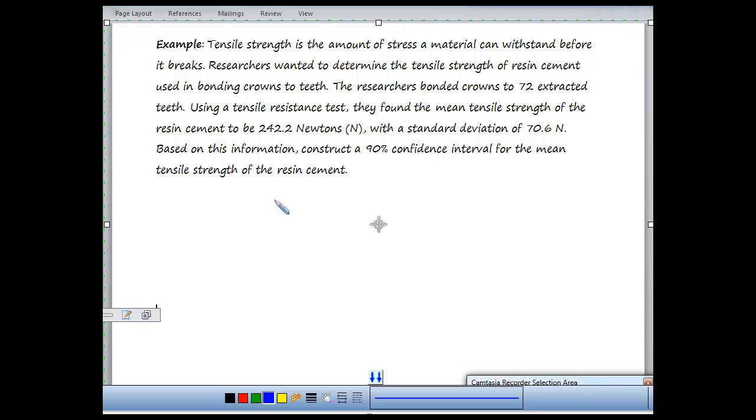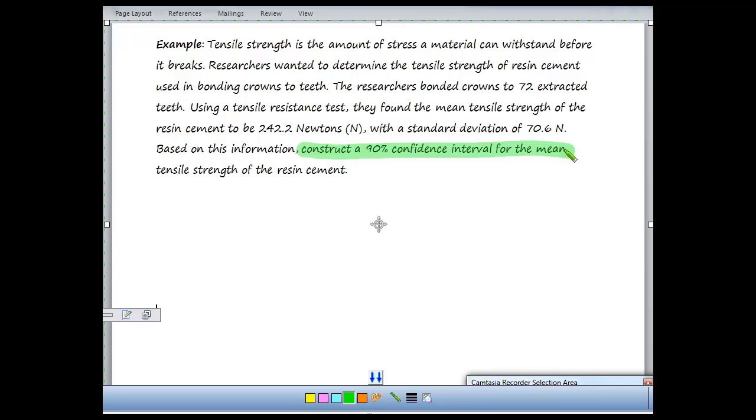Okay, so first of all, we need to determine that a t-interval is the appropriate type of interval to use. If we look at our problem, we're asked to construct a 90% confidence interval for the mean. And we know that there are two types of confidence intervals for the mean. One is a t-interval, one is a z-interval. The main difference is for a z-interval, we know the population standard deviation. But for the t-interval, we only have a sample standard deviation.